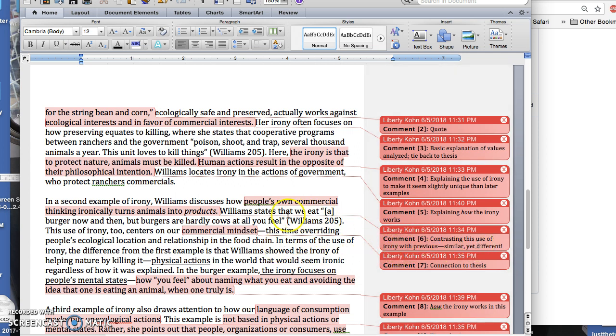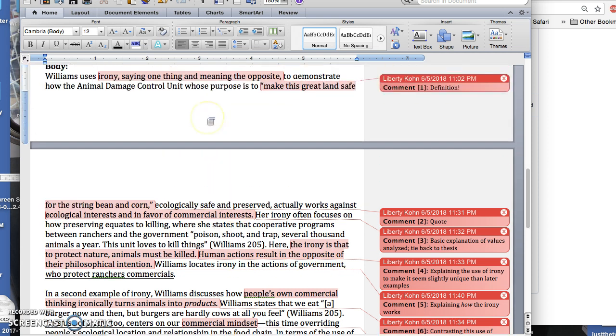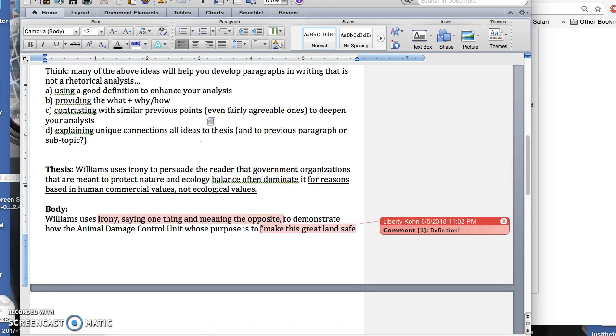And so if we just take a look, you haven't read this yet, but you will eventually. How people's own commercial thinking ironically turns animals into products, right? And so that's a little different than my first example, which you'll get to read and you'll see the differences, right? You'll see me doing all of that work.